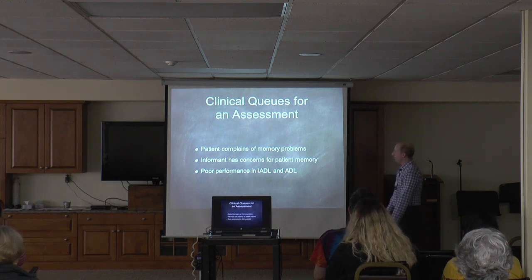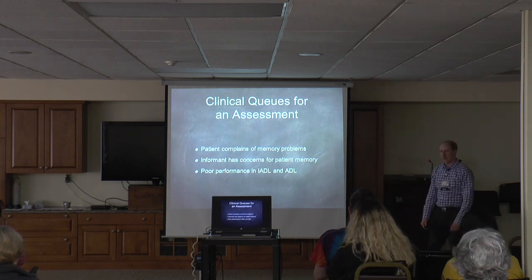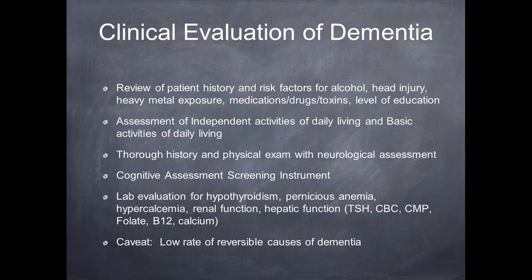If an informant has concern, most of the time it's usually an adult son or daughter who has that. And if they notice any sort of drop-off in their IADLs or ADLs, it's another time to think about this.